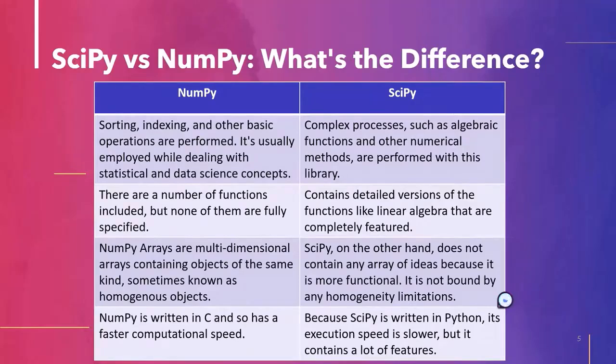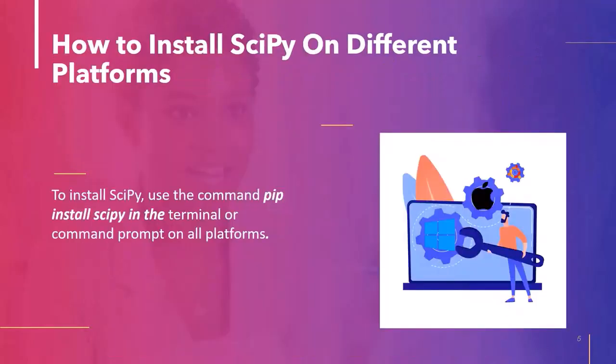Now move to the next topic, how to install SciPy on different platforms. SciPy can be installed on different platforms like Windows, Mac, and Ubuntu using the command pip install scipy in the terminal or command prompt. Let's see how to install SciPy. Before installing SciPy, make sure you have already installed Python. If you have already installed it, then you can skip this part and jump to the part of installing SciPy only. If not, follow along with me.